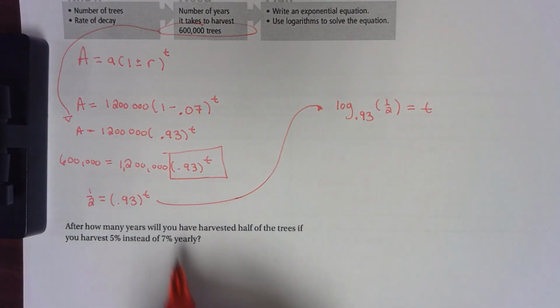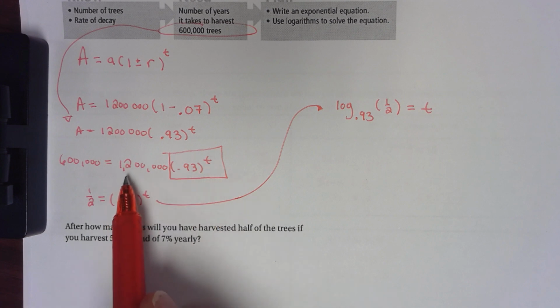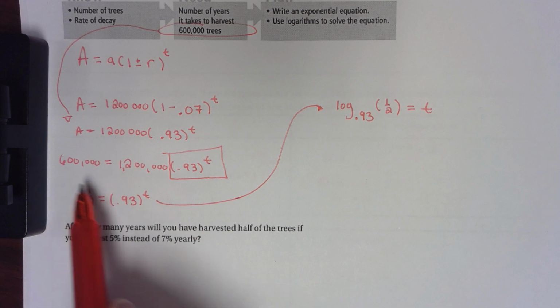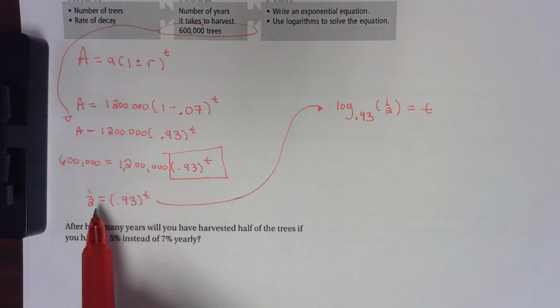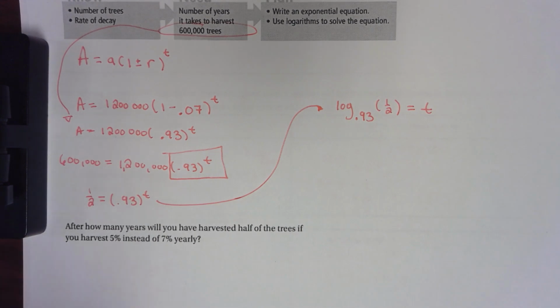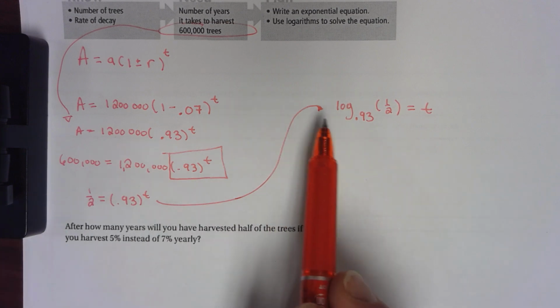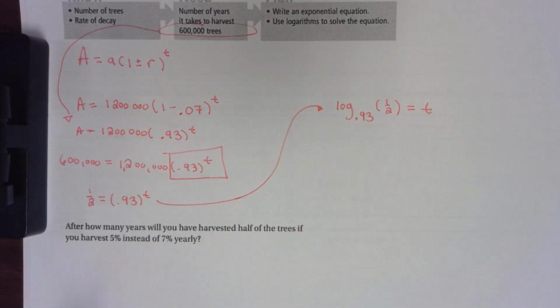So for us to solve this, again, we need to get that 0.93 to the power of t by itself. So I divide both sides by 1,200,000. 600,000 divided by 1,200,000 is 1/2. So I get 1/2 equals 0.93 to the power of t. It's at this point that I realize I need to solve for an exponent, so I'm going to convert that to a log. The base is 0.93, and then I switch the 1/2 into t, so log base 0.93 of 1/2 equals t.